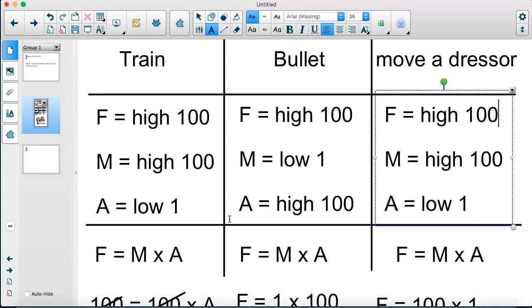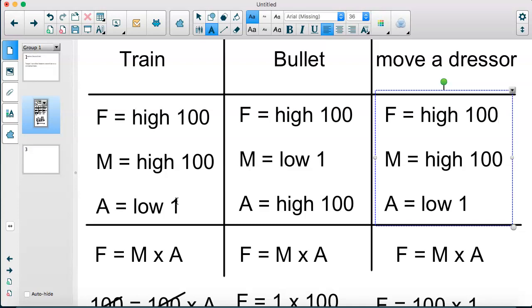Another thing that I want to make sure you understand is that these are relatively simple examples. We're only using the numbers 1 and 100. And when you actually look at the real world, the numbers are never this nice. And so that's always something important to take into account.